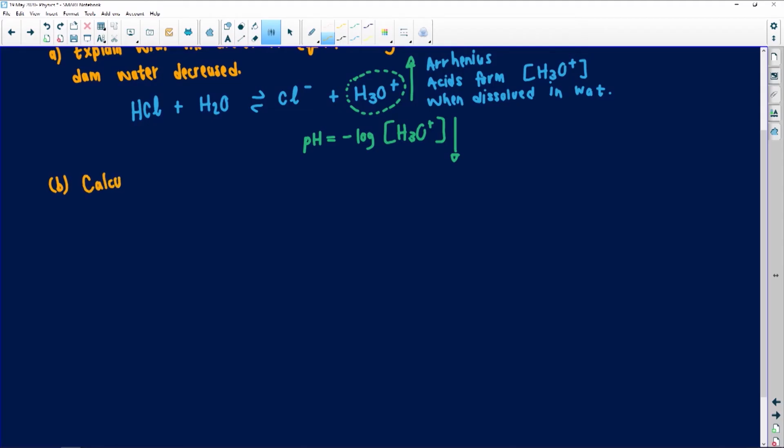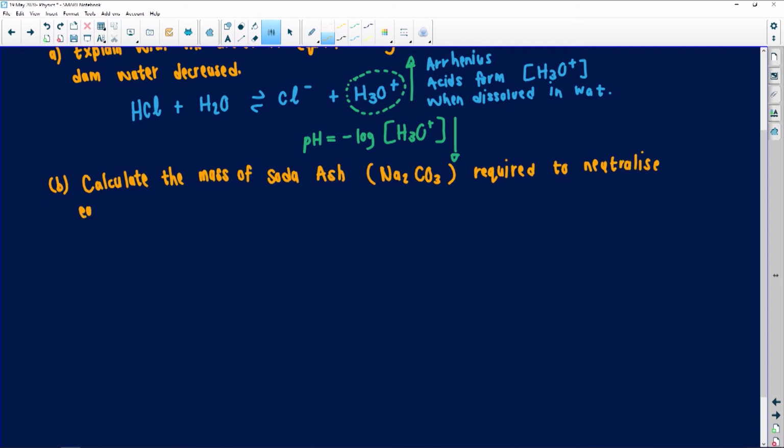So now we need to calculate. I'm just going to write this question: the municipality is adding some soda ash, but we need to calculate the mass of soda ash, Na2CO3, required to neutralize each 1 cubic decimeter of the acidified dam water. Ooh, this is actually a very tricky one. They're using 1 cubic decimeter because we don't know how much water is actually in the dam, or the volume of the dam.